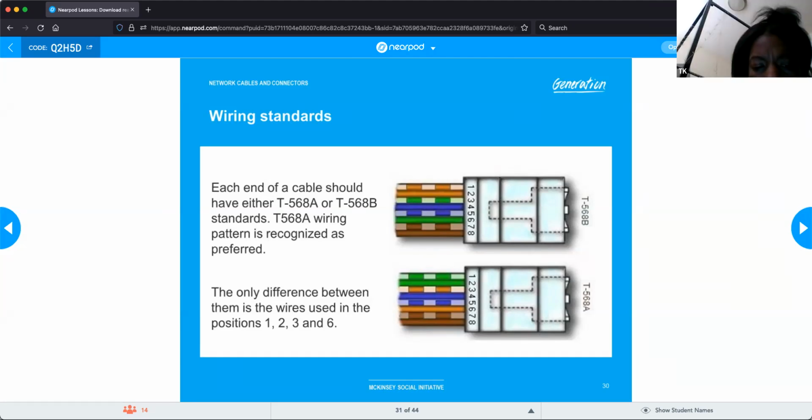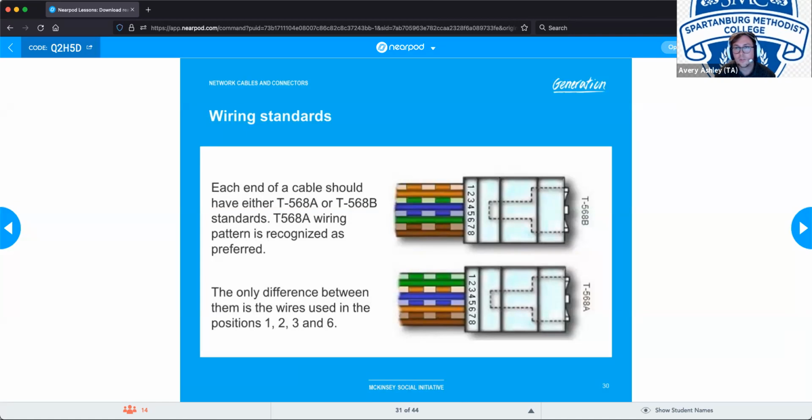Excuse me, Avery. Y'all have just confused me. Can you just say what color goes to what color, and then we can put the trees and the sun and all that stuff with it? Sure. So the standard for B is going to be orange, white, orange, green, white, blue, blue, white, green, brown, white, brown.